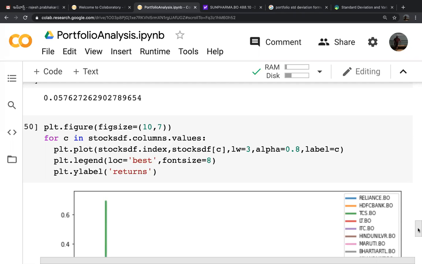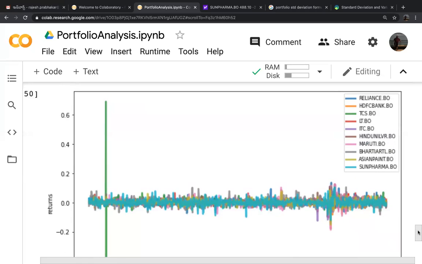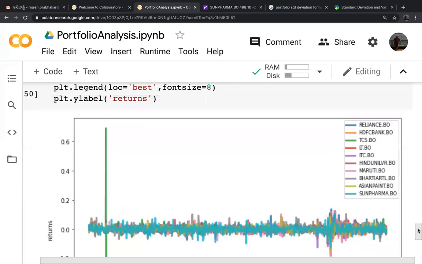Got it? Also got the plots of the returns. Conforma is looking very volatile. We can see, basically I'm looking for volatility.